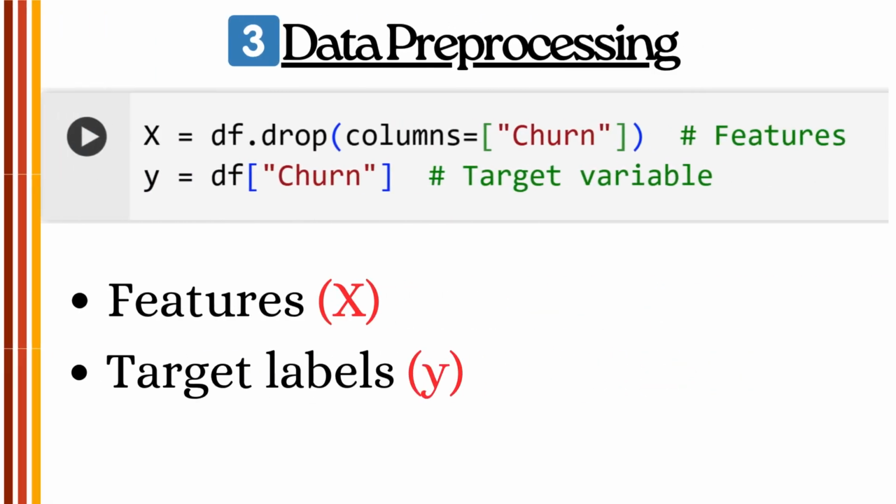3. Data preprocessing. In this step, we separate the features X and the target variable y. The target is the column we're trying to predict, while the features are the inputs for the model. Concept. Clear separation of features and target variable is critical for training supervised machine learning models effectively.